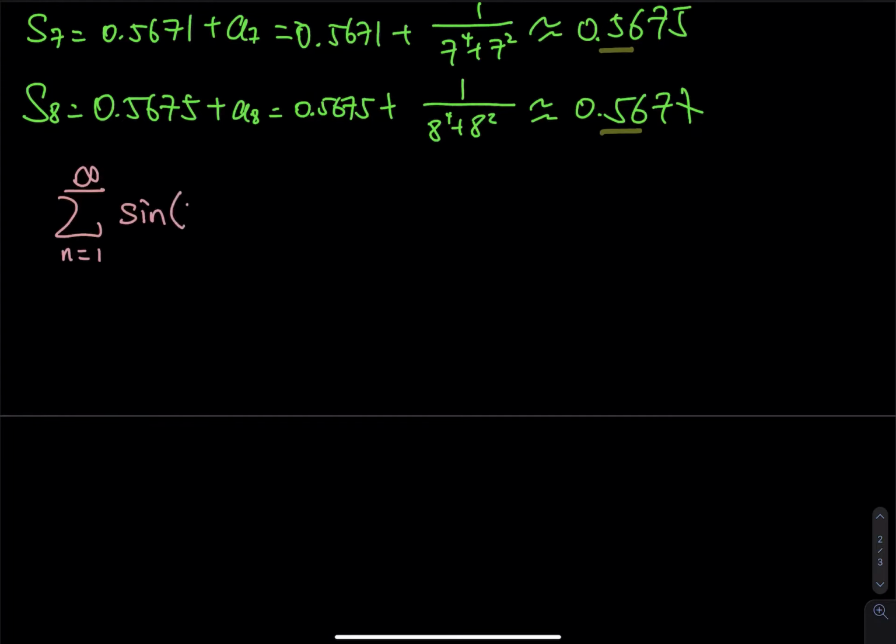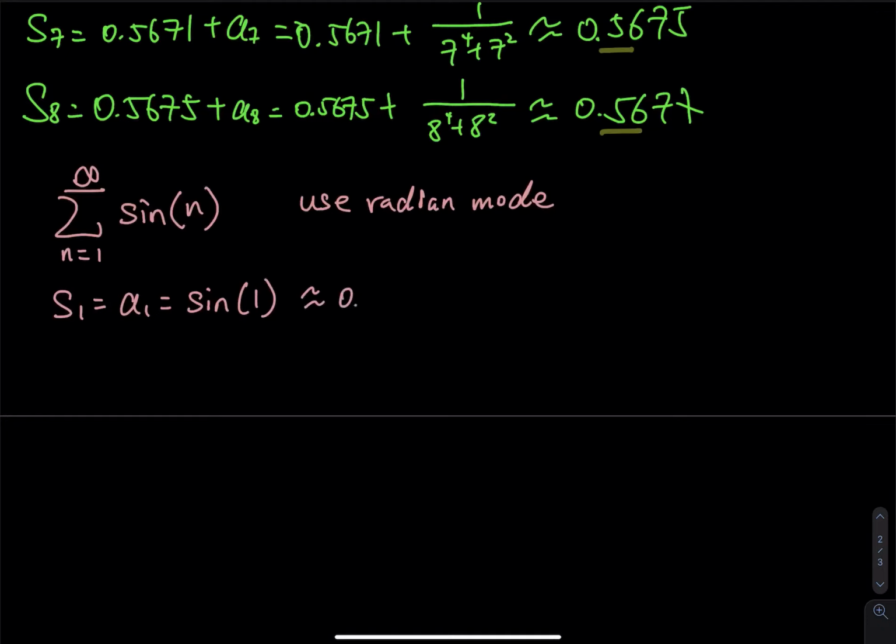If you think about the graph of sine, as n goes to infinity, what does the graph look like? First term, we have a1, which is sine of 1, right? What mode do you use? When you evaluate this on your calculator, use radian mode. How do you set the calculator in radian mode? On your graphing calculator, there is a mode key right next to the second. You click that mode key, make sure your calculator is in radian. So that is approximately 0.8415.